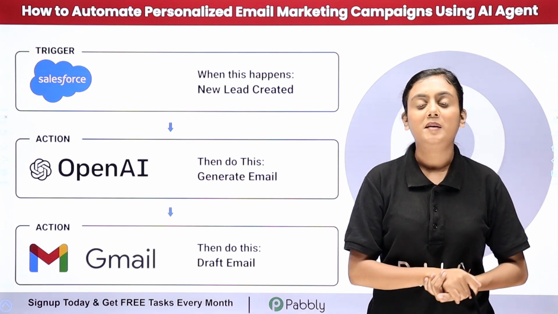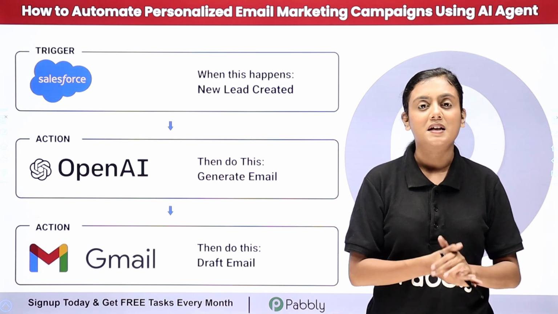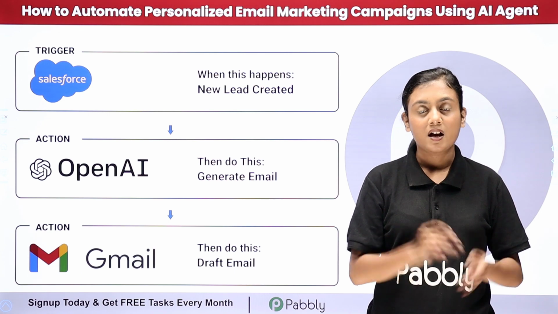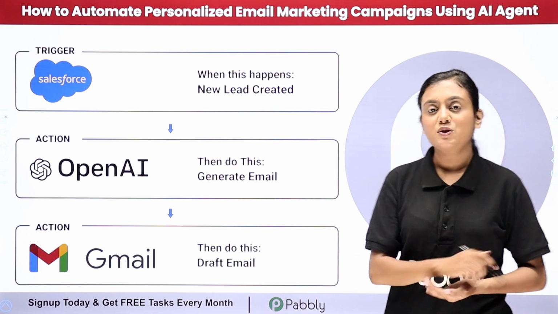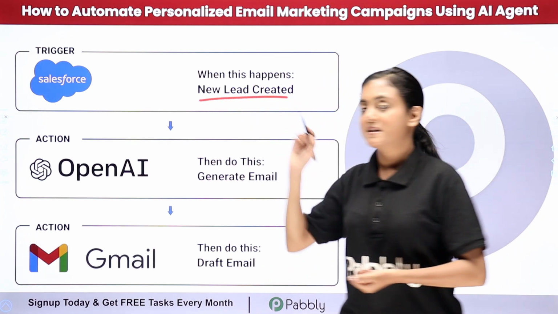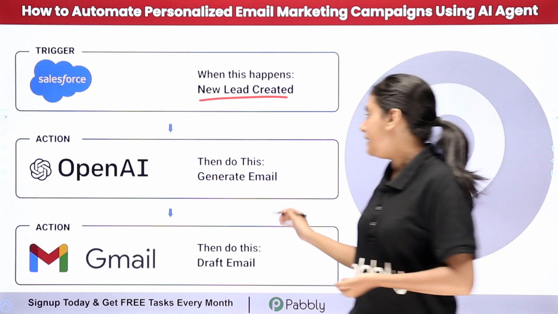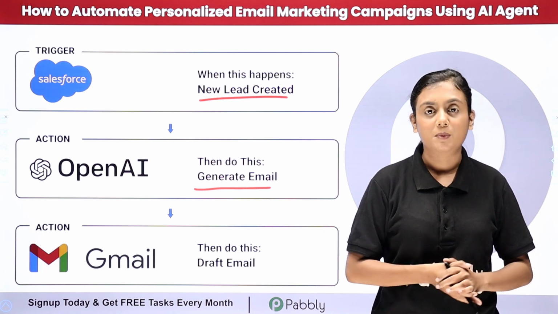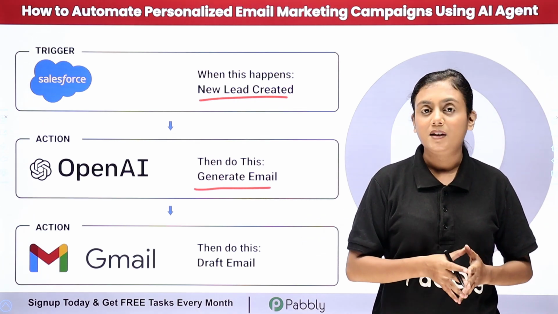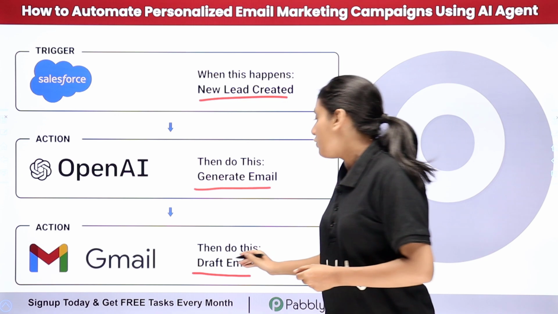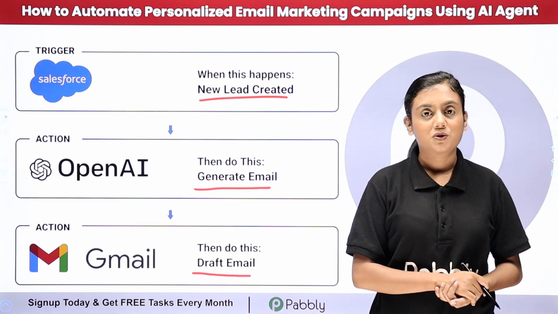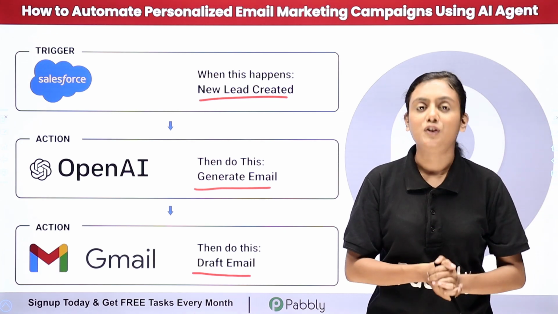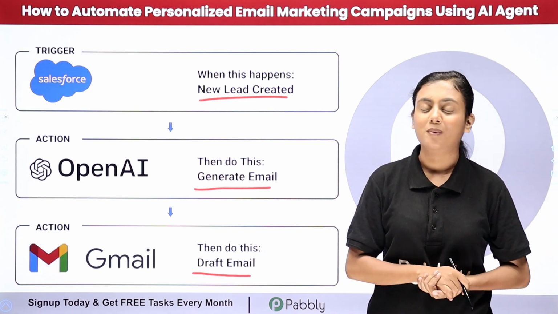So in order to automate this entire process, I am using Pabbly Connect. Using Pabbly Connect, I have created an AI agent. How this agent works is that as soon as a new lead is created in my Salesforce account, for that lead, a welcome email is generated by my AI agent. And then as the email is generated, I have created a draft of that email in my Gmail account. So now if you want to learn how to create this AI agent for your business, then let me take you to my screen.